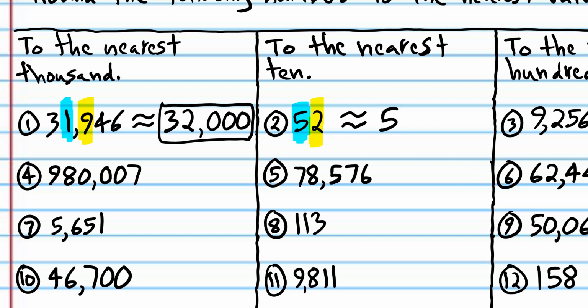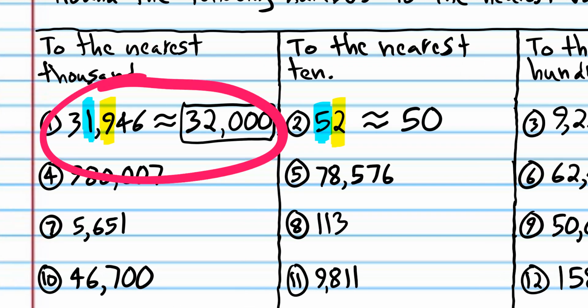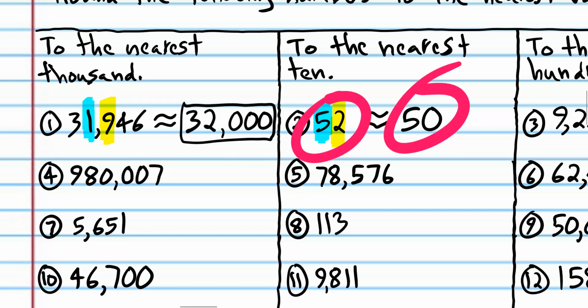And just like all the numbers here went to 0, all the numbers in this problem are going to go to 0 also. Except the number in blue. The number in blue is always going to either stay the same in this case, or it's going to go up in this case. So those numbers, they always go to 0. The yellow numbers and all the numbers to the right of the yellow, they always go to 0. So we rounded up here from 31,946 to 32,000, and we rounded down here from 52 to 50.